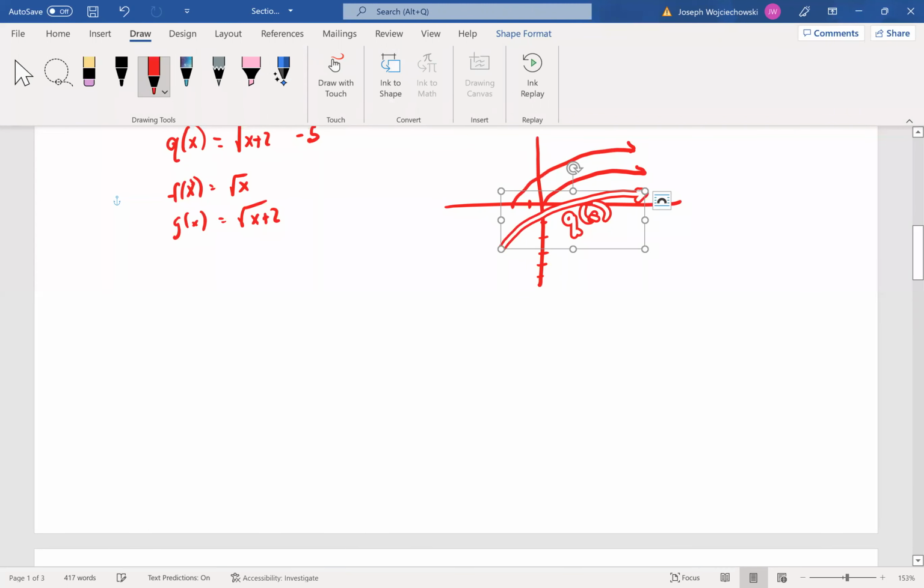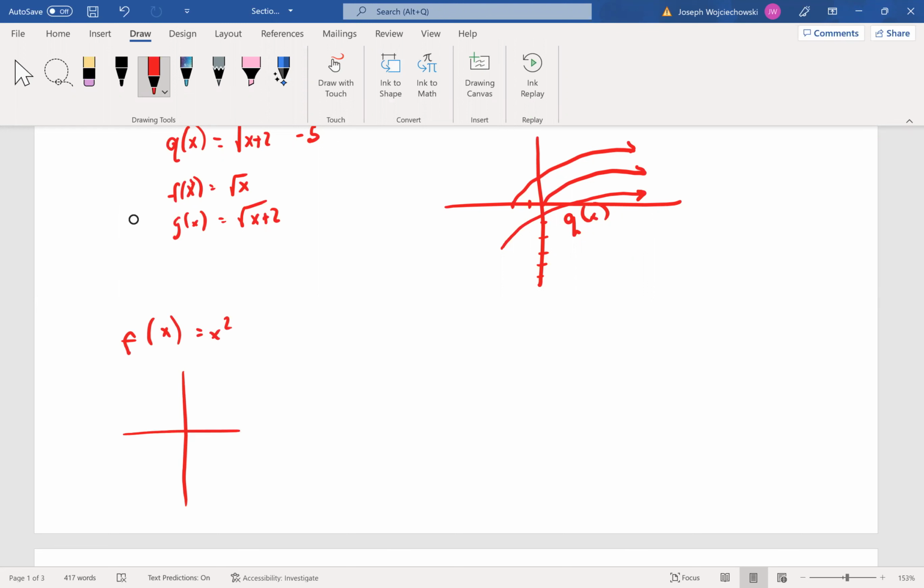So let's look at some graphs. Let's start with f of x equals x squared. That's a fairly simple one. When x is 0, f of x is 0; 1 and 1; negative 1 and 1; 2 and 4; negative 2 and 4; and we end up with a shape called a parabola. And this is curved down here.